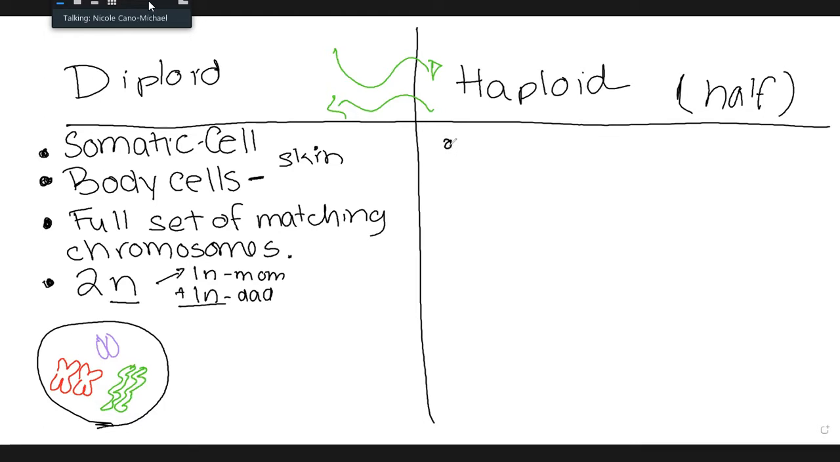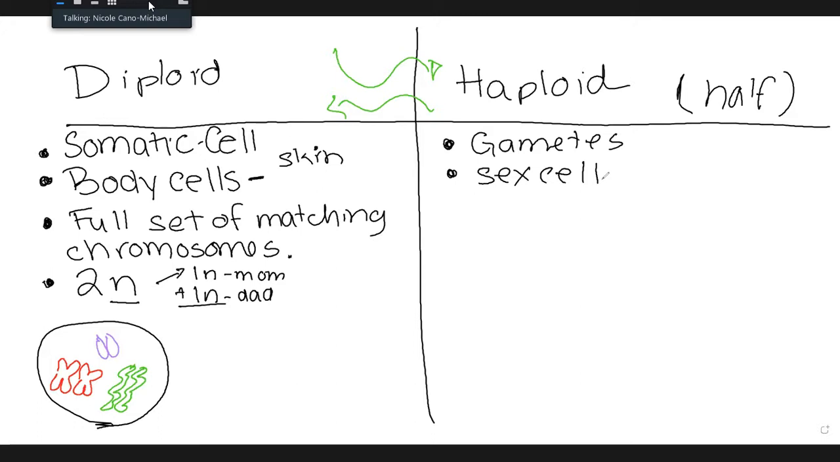Now, your haploid cells, we sometimes call these gametes. Another word for gamete is a sex cell. Now, keep in mind, ladies and gentlemen, in humans, we call our sex cells eggs and sperm. But if I was a tree, I would say pollen and ovum. So each species has a different name for their gametes, their sex cells, their haploids.